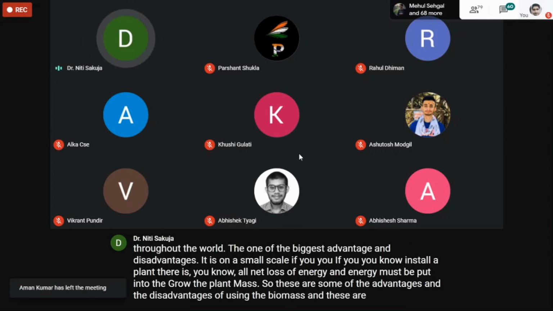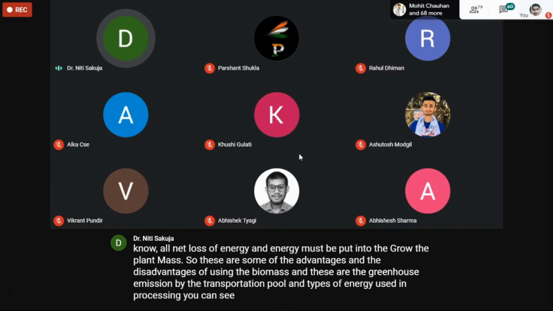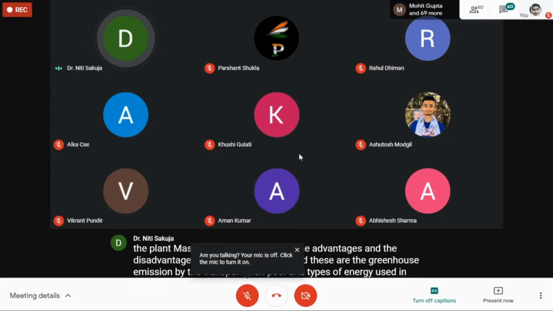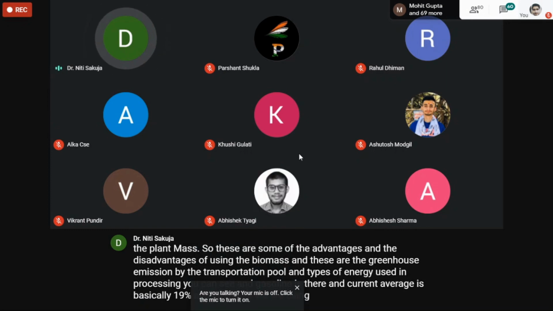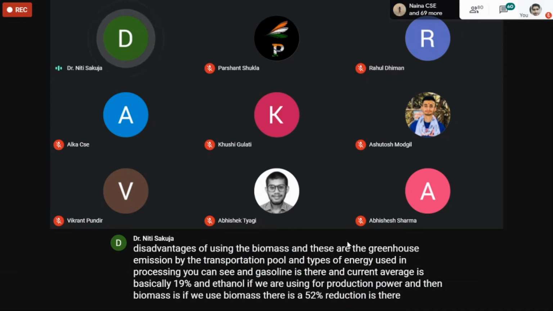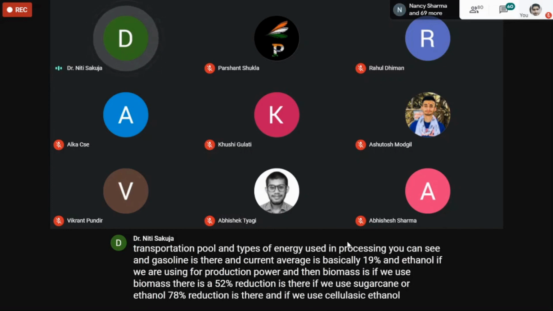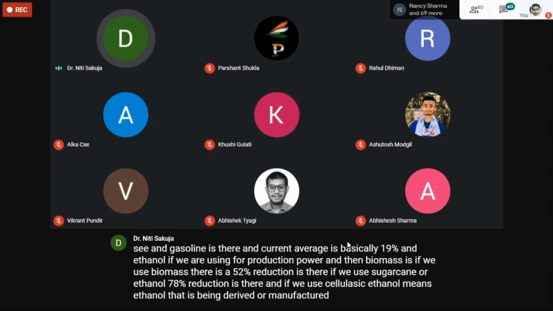And these are the greenhouse emissions by transportation fuel and types of energy used in processing. You can see gasoline is there, and the current average is basically 19%. If we use biomass ethanol for power production, there is a 52% reduction. If we use sugar cane ethanol, a 78% reduction is there, and if we use cellulosic ethanol, meaning ethanol derived or manufactured from cellulose, an 86% reduction is there.